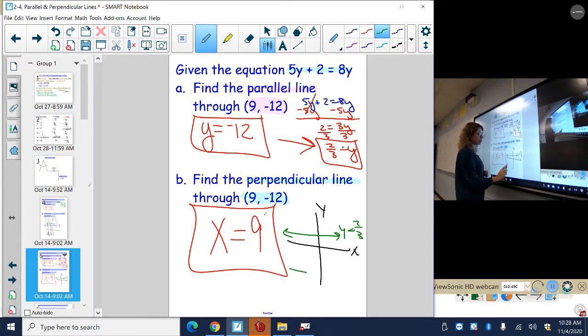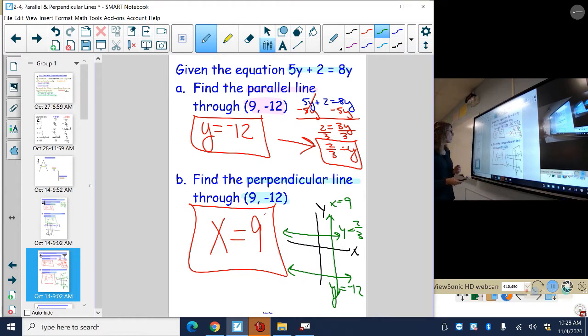Then I have y is equal to negative 12 right here. And then I'm going to have x is equal to 9 right there. And you can see that that's perpendicular. Okay? So that is given the special cases whenever you're going to have parallel and perpendicular lines with just one letter in the equation.